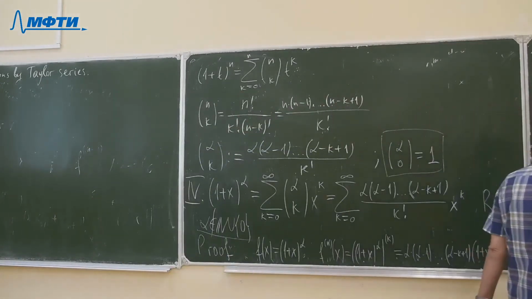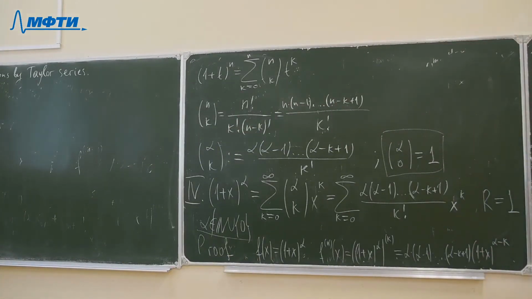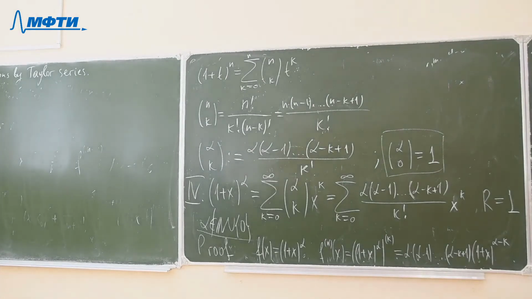So, derivatives are determined, and then let me rewrite the formula with remainder in the integral form. So x naught is 0, so we are talking about the Maclaurin formula once again. If we substitute 0 here, that is 1, so we have alpha times alpha minus 1, and so on, alpha minus k plus 1 over k factorial times x to the power k, and plus remainder.